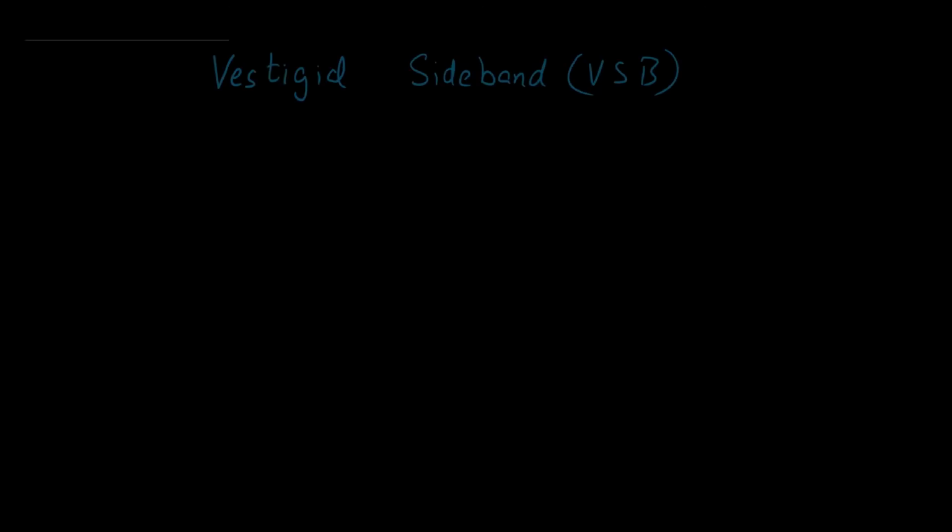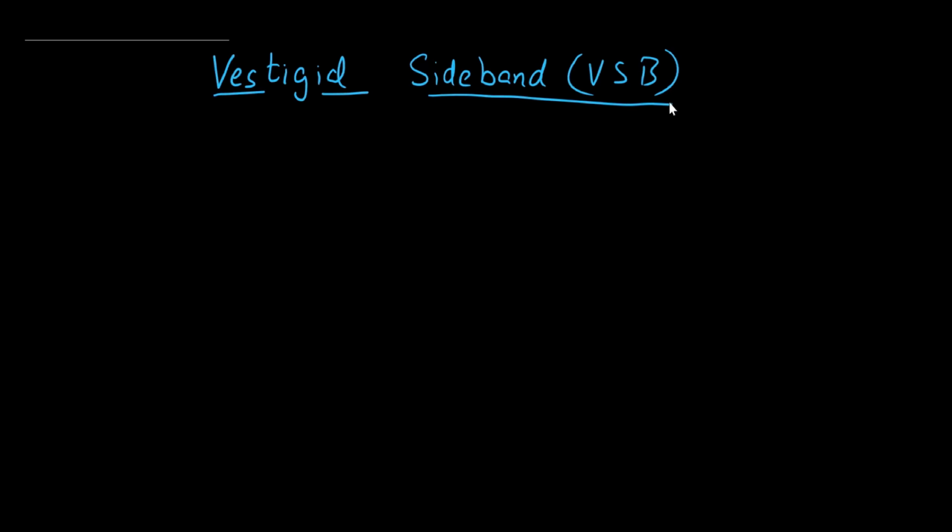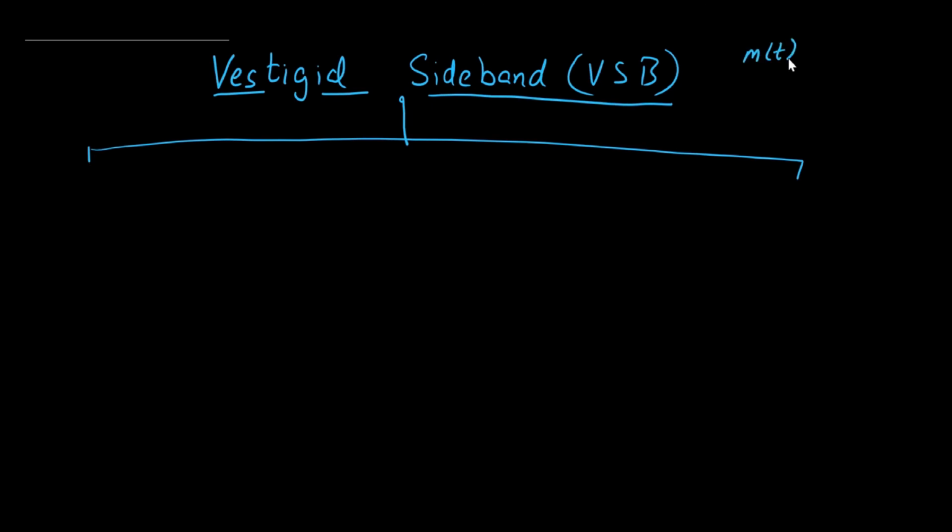So starting with the vestigial sideband, what it is and why do we need it. Let us recall in amplitude modulation what we have covered so far. Say we have message signal m of t, and if we take the Fourier transform of it, we would have the spectrum M of f, considering that the message signal has a bandwidth of B_m.